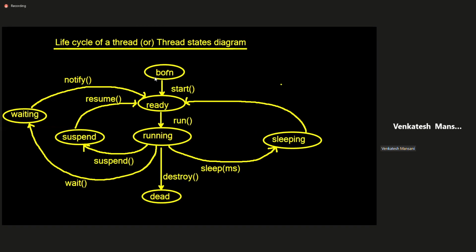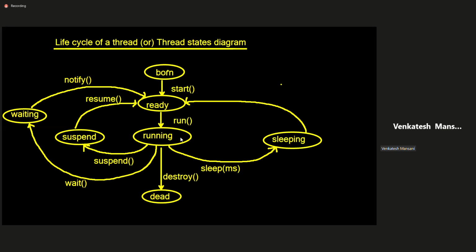Whenever the thread class constructor is called, a new thread will be born. That is just the born state. Whenever the start method is called, the thread will be ready. Whenever the run method is called, the thread will run. While running, if you write sleep 5000, that is 5000 milliseconds, it will sleep for 5 seconds. After that, automatically it will start and run again.